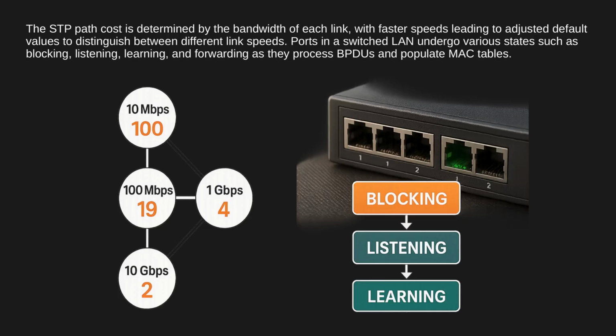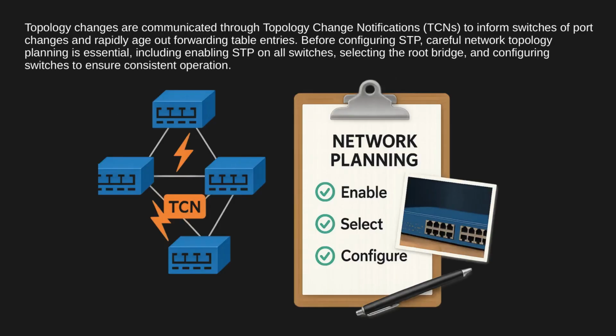Ports in a switched LAN undergo various states such as blocking, listening, learning, and forwarding as they process BPDUs and populate MAC tables. Topology changes are communicated through topology change notifications, TCNs, to inform switches of port changes and rapidly age out forwarding table entries.